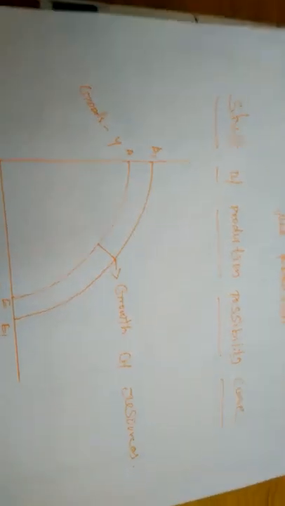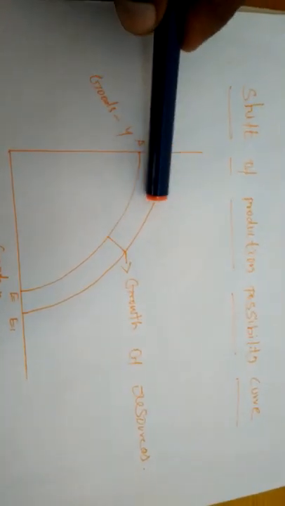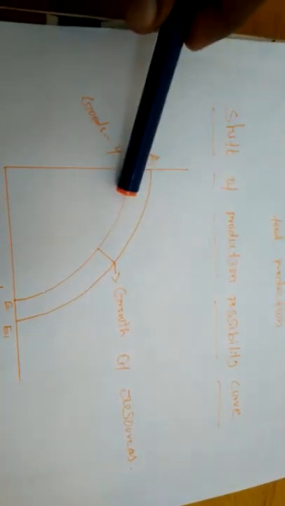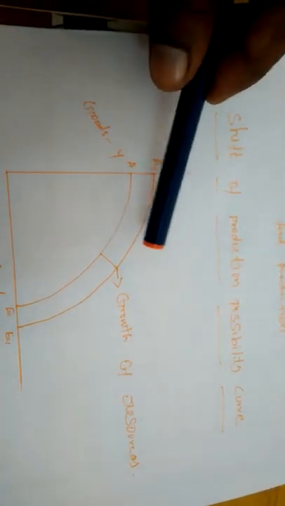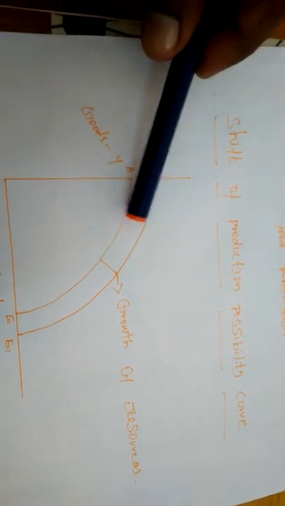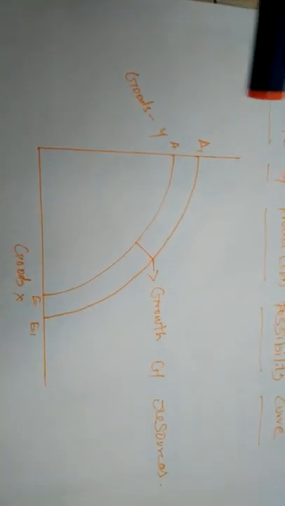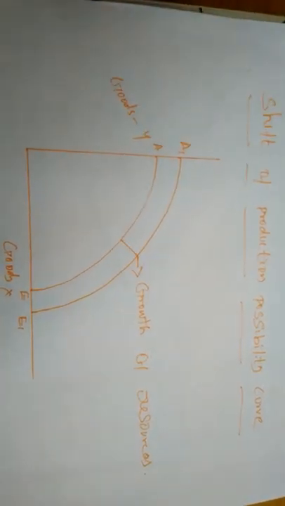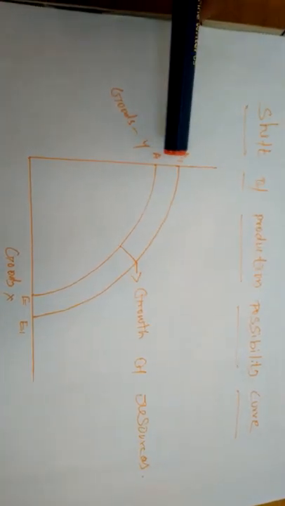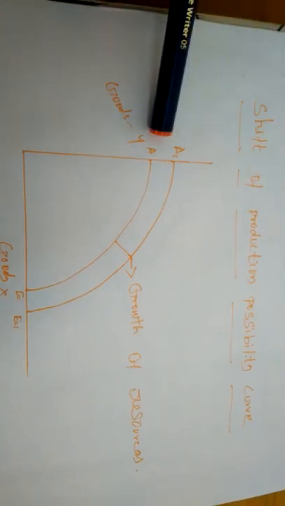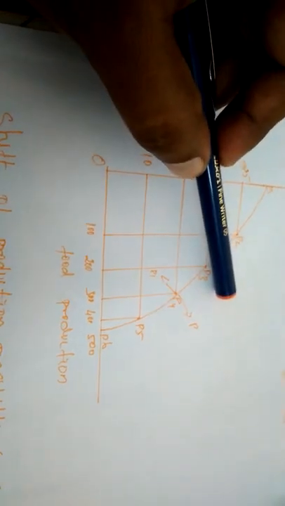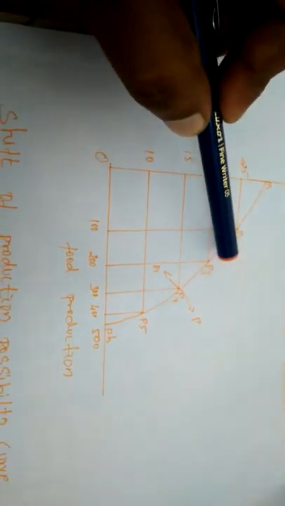Next, shift of the production possibility curve. Already we have studied the production possibility, the locus of the possibilities. The locus of the possibilities in this production possibility curve can always shift upward or downward, increasing or decreasing. There are two reasons for moving the production possibility curve upward or downward. One reason is a change in the supply of productive resources. Already we have studied that we can't increase any of the commodities because the availability of resources is very limited.